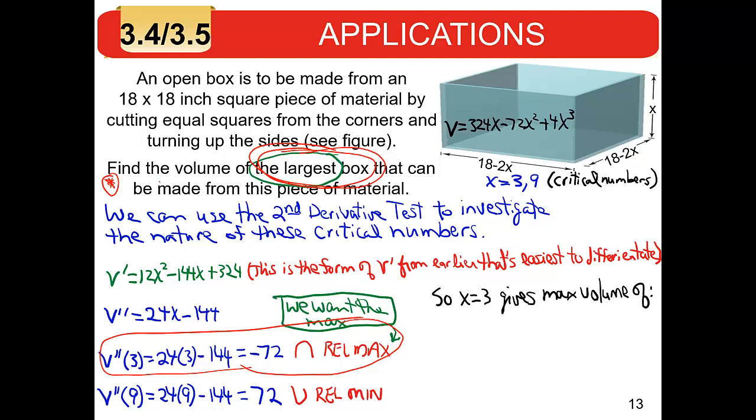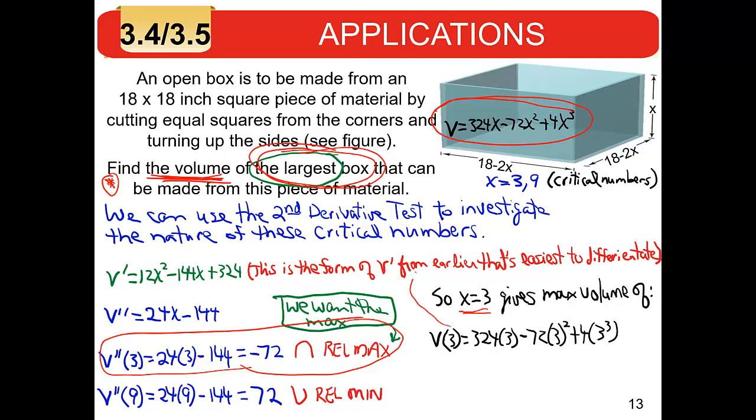The problem, though, is that it didn't ask for x. It said, what is the volume of the largest box? So x equals 3 is not the answer to the question. It's something I have to get to in order to get the answer, but they actually want what the volume is. So I have to go back to my formula for volume, and I'll pull it back from earlier work. Oh, here it is, right there. And plug 3 in for x. I'll let you do the arithmetic, but you come out with 432. So the question didn't ask for x this time, it asked for the actual volume.